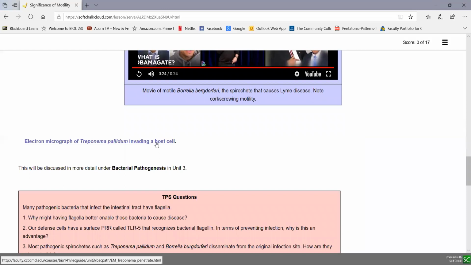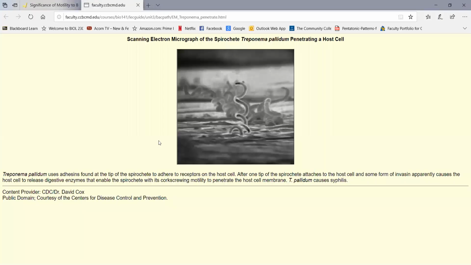And here's a really nice electron micrograph of the syphilis spirochete, Treponema pallidum, invading a host cell. So here is a Treponema pallidum, a spirochete that's drilling its way through a host cell or into a host cell. Here's one that's almost all the way in. So again, by being able to attach just by the tips with an adhesin, like the starting point for a drill bit that's rotating, and then the corkscrewing motility and the invasins that are softening up the plasma membrane, these can enter through cells or enter into cells with their motility.